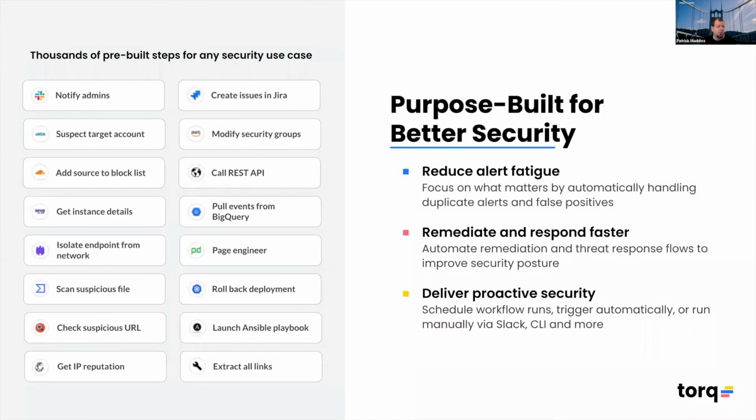Primarily, we're purpose-built for security. Our customers use us to reduce alert fatigue, to remediate and respond faster to events, to deliver proactive security to their entire customer base, internal or external. We do this by including thousands of pre-built steps for a variety of different security use cases. Things as simple as isolating a security endpoint, calling a REST API, enriching threats automatically. We'll walk through some of those scenarios. You'll see how this works in the Torq platform.